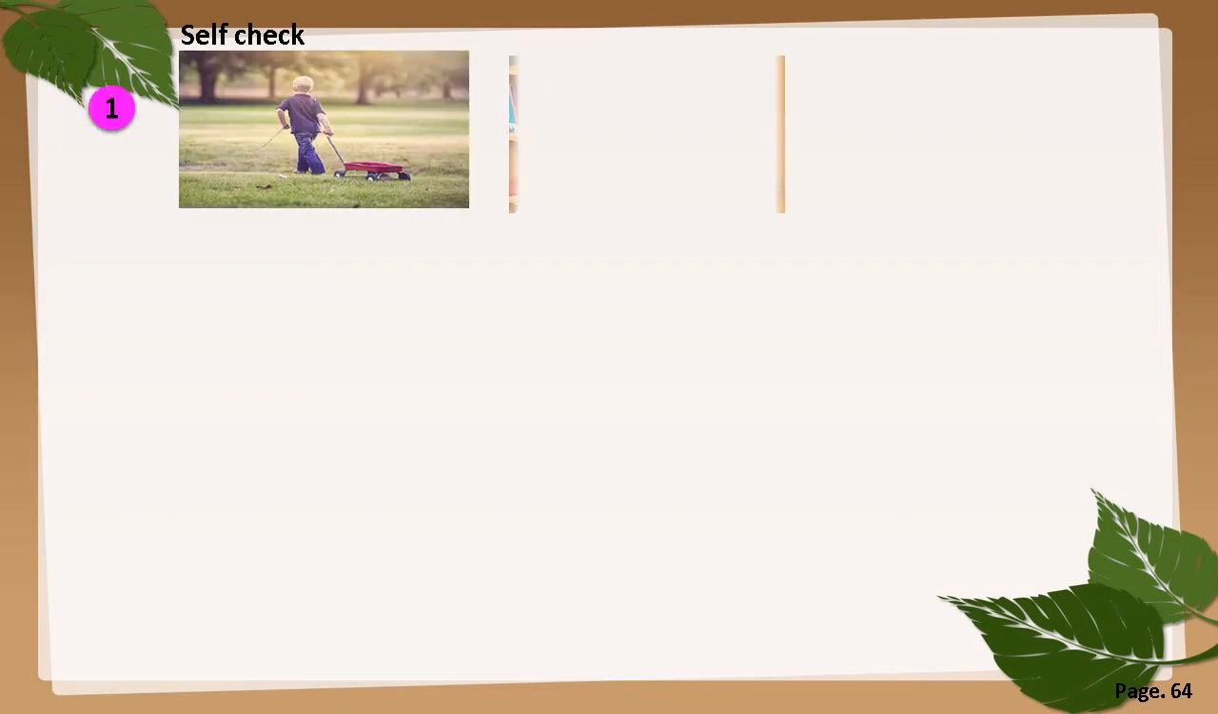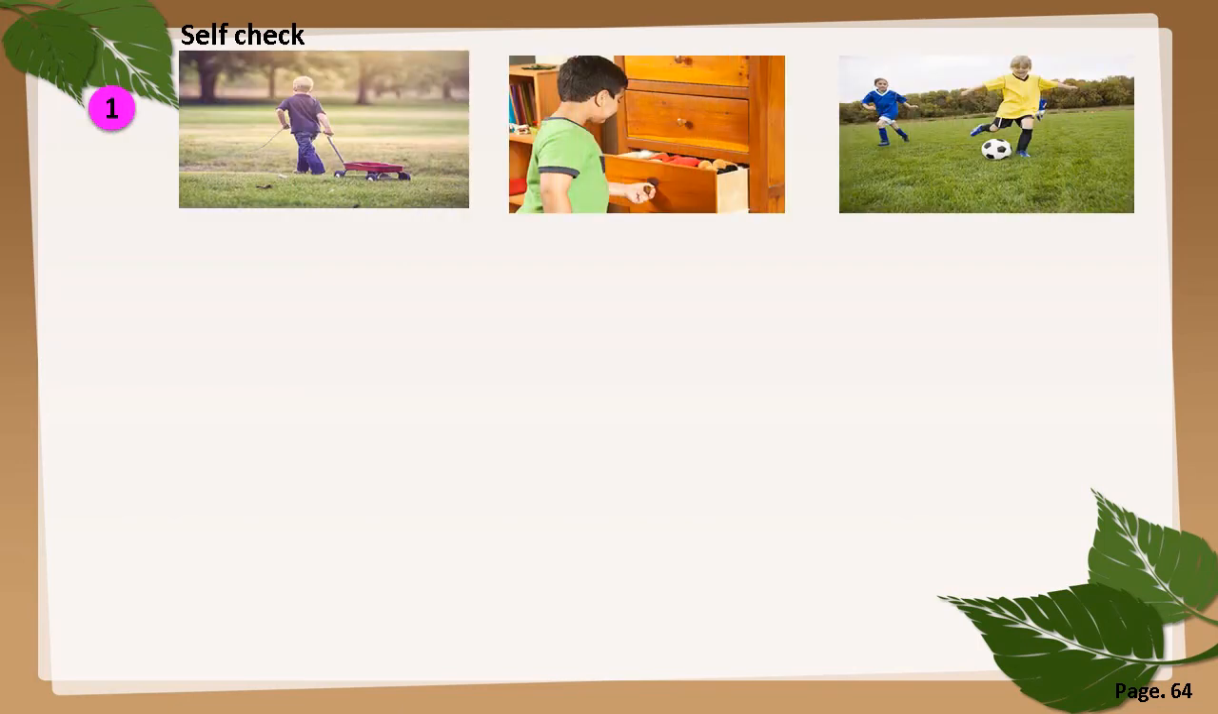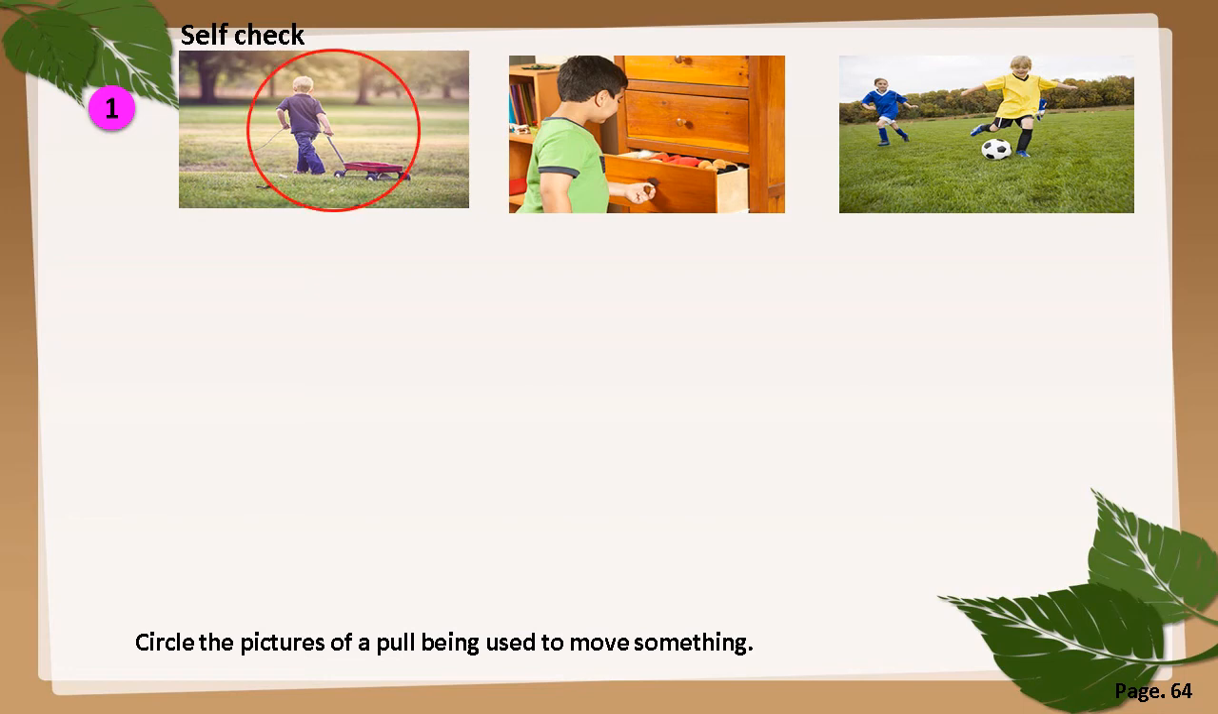Let's proceed to solve our exercises on page 64 in our science book. And for question number 1, let's take a look at these 3 pictures in front of us and let's answer the following question. Circle the pictures of a pull being used to move something. Well done! Let's circle the first picture of the child pulling a wagon and the second picture of the child pulling out the drawer.